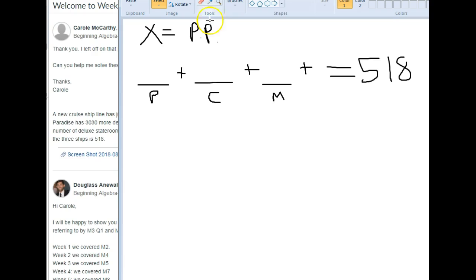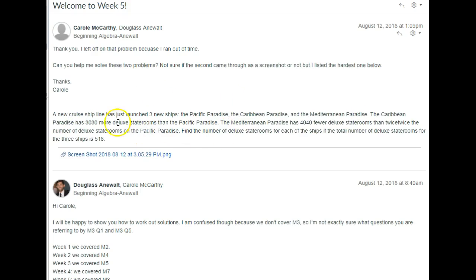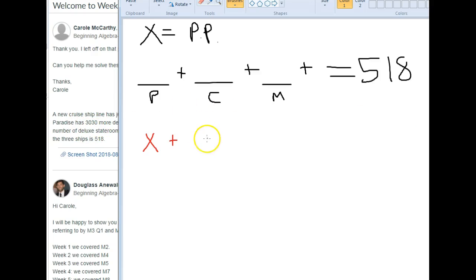So start to fill in the values for these numbers. We have X is the value for the number on the Pacific Paradise. Now the number on the Caribbean is 30 more than the Pacific Paradise. So 30 plus however many are on the Pacific Paradise. So that is how many are on the Caribbean.